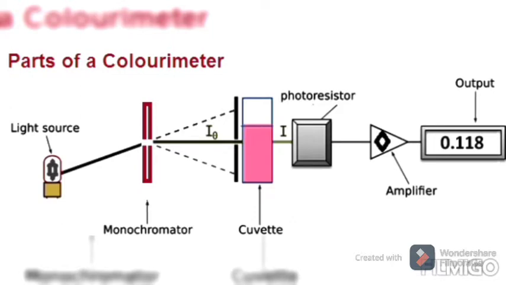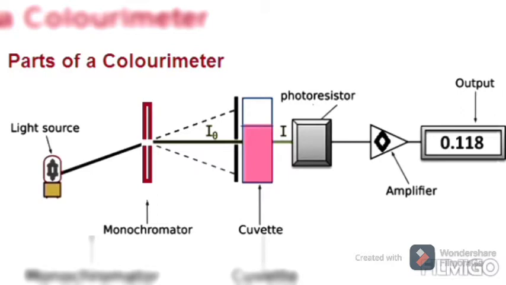Parts of a colorimeter. The light source: the most common source of light used in a colorimeter is a tungsten filament. Monochromator: glass filters are used to select the particular single wavelength or monochromatic light. Sample holder: a cuvette made of glass is used to hold the colored solutions. The cuvette with the sample is placed in the reading chamber of the colorimeter for reading.